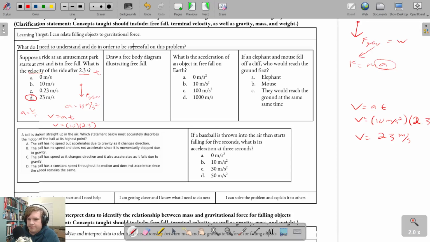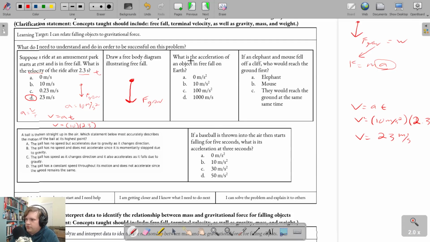Got it. Okay. Draw a free body diagram illustrating free fall. We've done that plenty of times. Free fall, only force acting upon it is gravity. Going. What is the acceleration on an object in free fall on Earth?